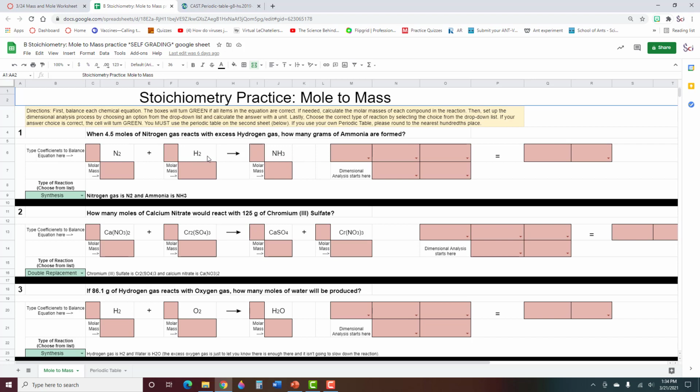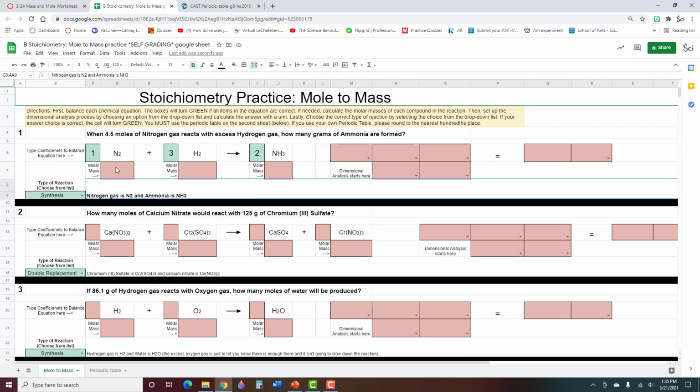So I have N2 plus H2 equals NH3. I know I needed to put a 2 here last week, and then I had to put a 3 here, and then this has to be 1. And you do have to put in the 1s if you want the full credit on it. It won't turn green without those 1s there.